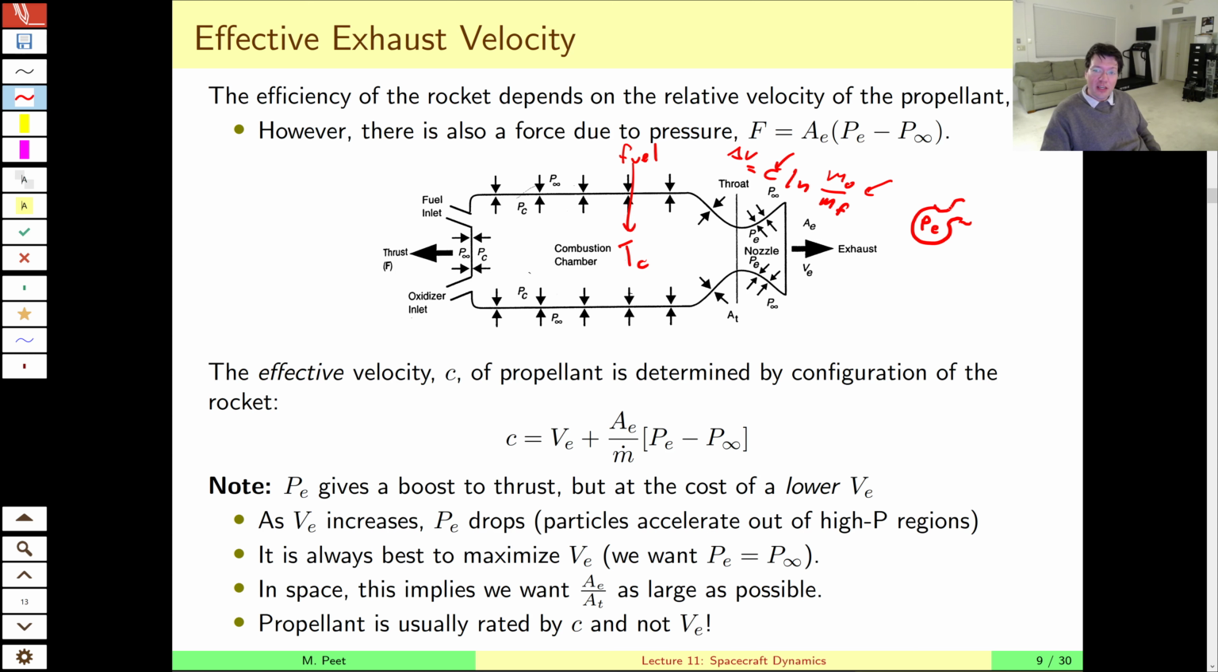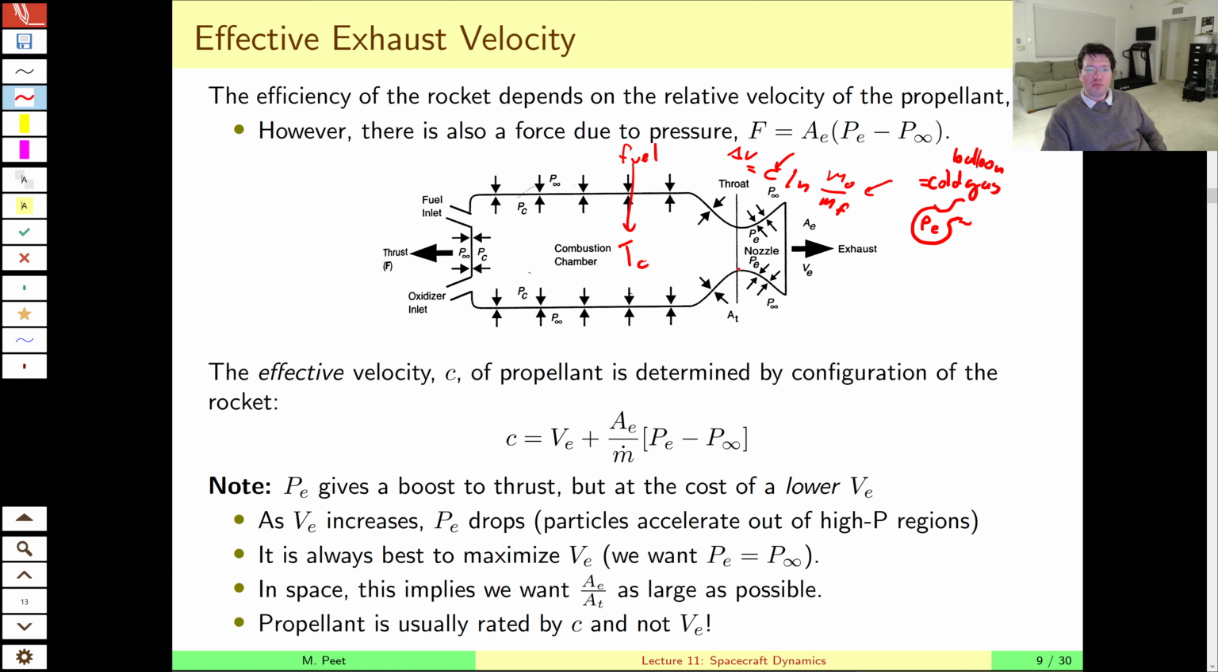But if you have cold gas, there's a cold gas thruster. Did I spell balloon right? I don't know. Maybe two L's. Right, cold gas thruster. You're working entirely with this exit pressure, essentially.